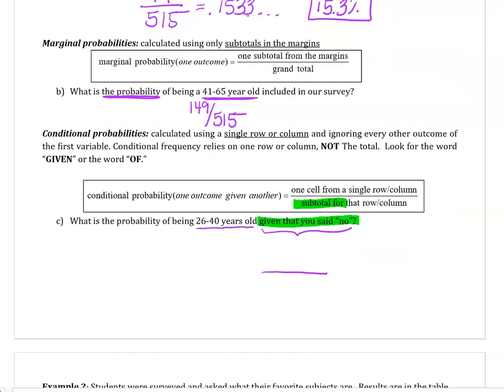Okay, so I go ahead and I fill this in. So 84 out of 230. Again, it's just saying what's a probability, so I'm just going to leave that as our fraction.